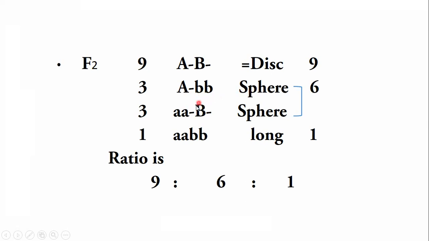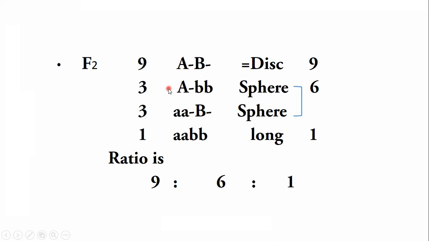The phenotype is sphere. In the third case, A is present in recessive condition while the B dominant allele is present. So that is again responsible for sphere shape. And in the last case, when both genes are present in homozygous recessive condition and dominant alleles are absent at both loci, that is responsible for long shape. So that is a polymeric gene interaction.